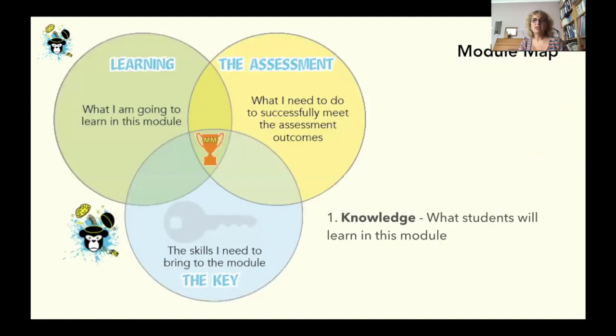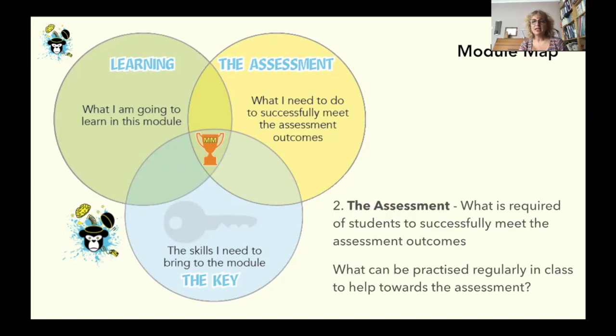And then this is the module map. So we've got the learning, which we reflected on in the module map questions. We've also got the assessment from that first set of questions. And then the key is the key to getting the module to work. And that's the skills that we need the students to bring to the module. So the knowledge or the learning is what the students will learn. The assessment is what is required of the students, and what can be practiced regularly in class to help them towards the assessment. This is a real key.